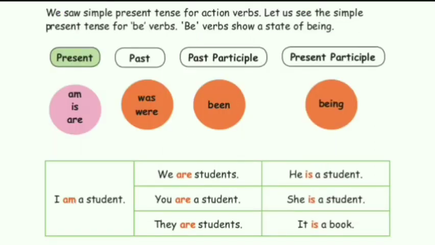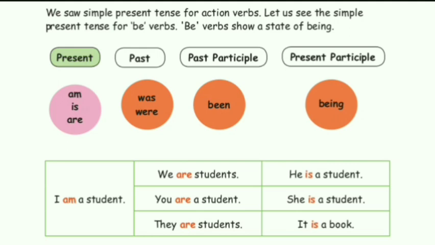Now see page number 107. We saw simple present tense for action verbs. Let us see the simple present tense for be verbs. Verbs are divided into two types, main verbs and be verbs. Main verbs are all action verbs, and be verbs are am, is and are. These three come under present tense, and was and were come under past tense. The past participle of the be verb is been and the present participle is being.